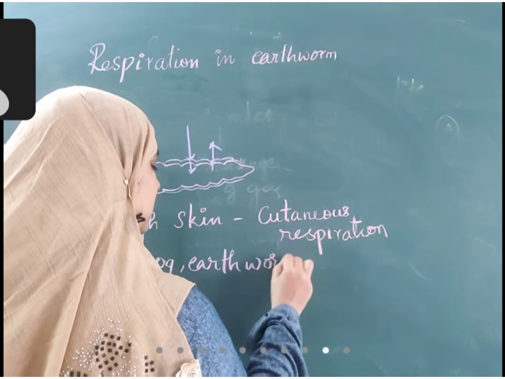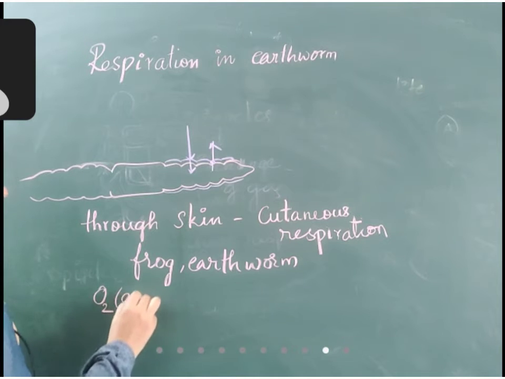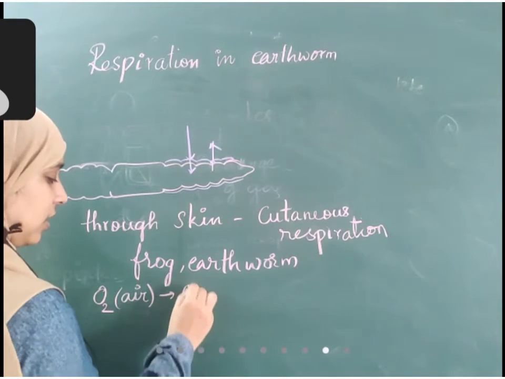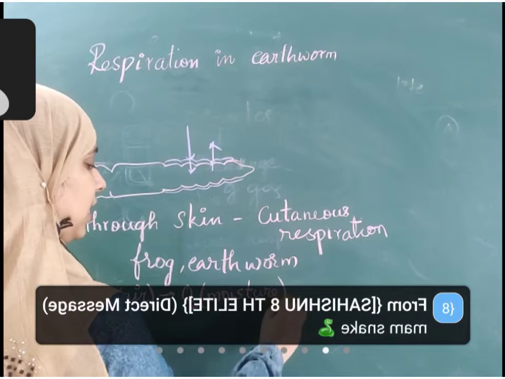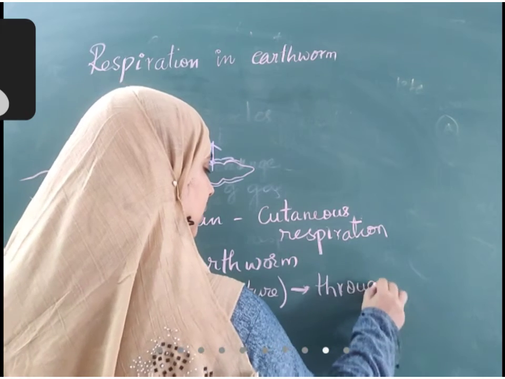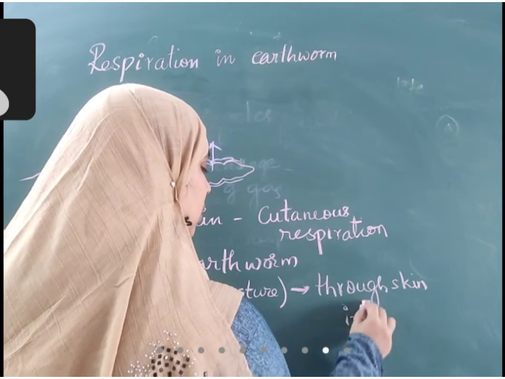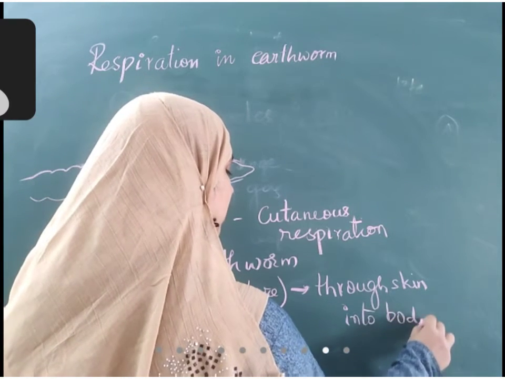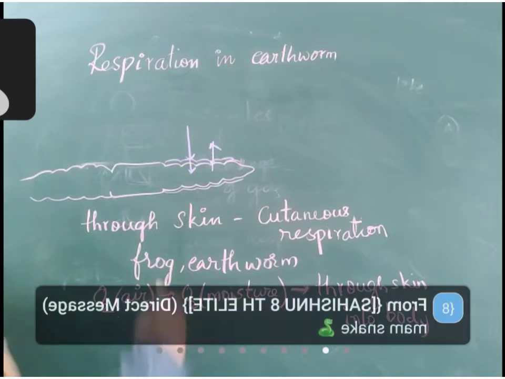These organisms take oxygen from air into the moist skin, into the moisture. From there, it enters through skin into the body. When it goes out, it goes in reverse. From body through skin, carbon dioxide enters into moisture, from there into air. So for these organisms which respire through moist skin, skin should always be moist.